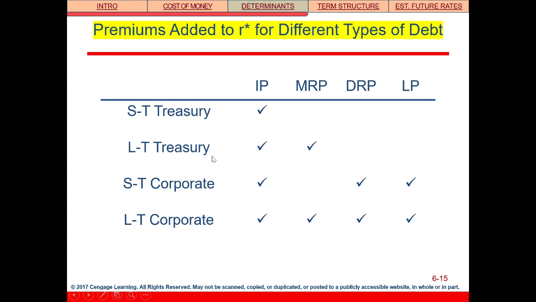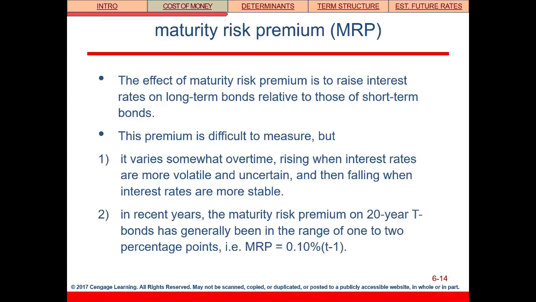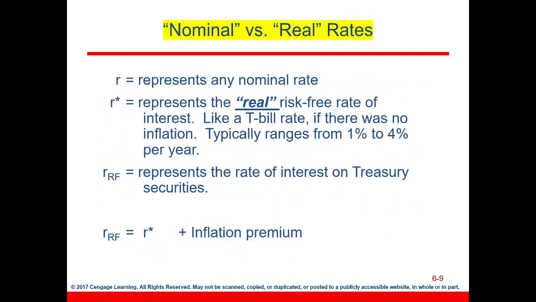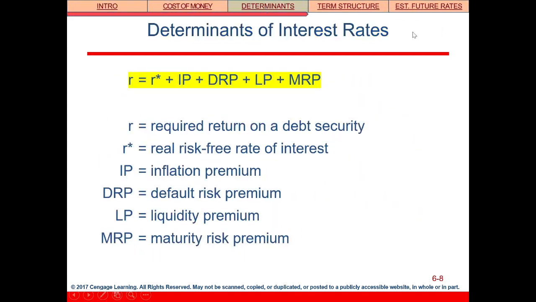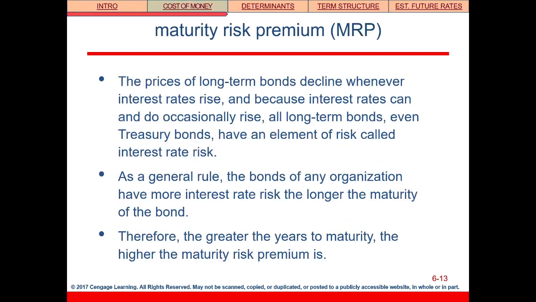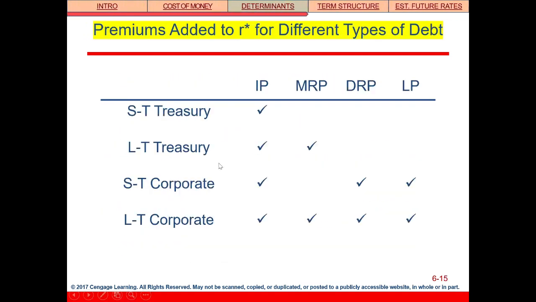Therefore, for treasuries, you don't have to consider default risk premium and liquidity premium. What does it mean? It means that if you use that equation to calculate for treasury securities, just assume these two, default risk premium and liquidity premium, always equal 0. Yeah, so that's for treasuries. And for corporate, these two are always there.